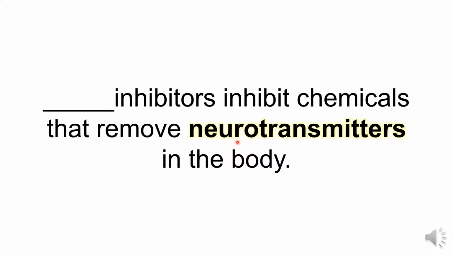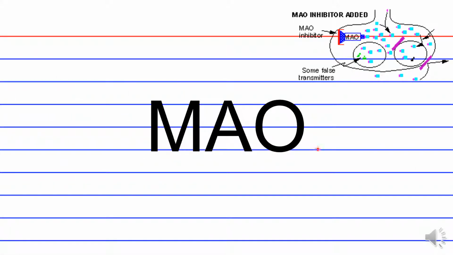Blank inhibitors inhibit chemicals that remove neurotransmitters in the body. So this is a little bit of pharmacology for you. And what type of inhibitors do this? That would be MAO inhibitors. And here we see that some MAO inhibitors might bind neurotransmitters, some might block their reuptake, some might release mimicked chemical versions of neurotransmitters.